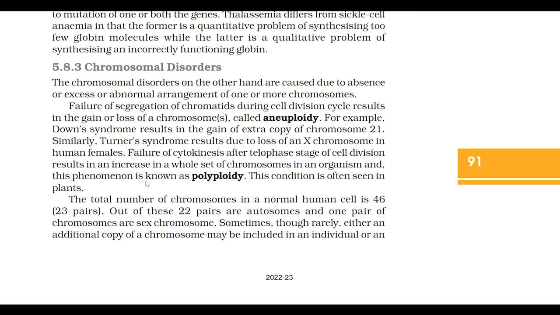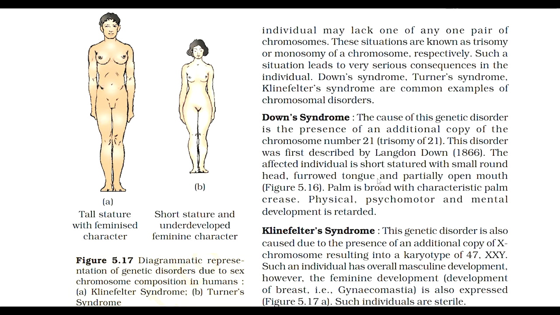The total number of chromosomes in a normal human cell is 46, which is 23 pairs. Out of these, 22 pairs are autosomes and one pair of chromosomes are sex chromosomes. Sometimes, though rarely, either an additional copy of a chromosome may be included in an individual or an individual may lack one of any one pair of chromosomes. These situations are known as trisomy or monosomy of a chromosome respectively. Such a situation leads to very serious consequences in the individual.